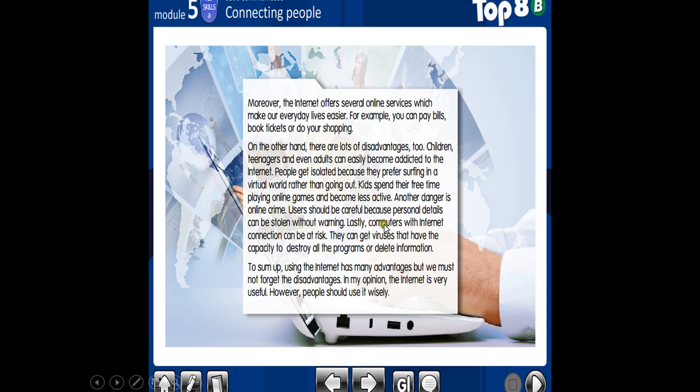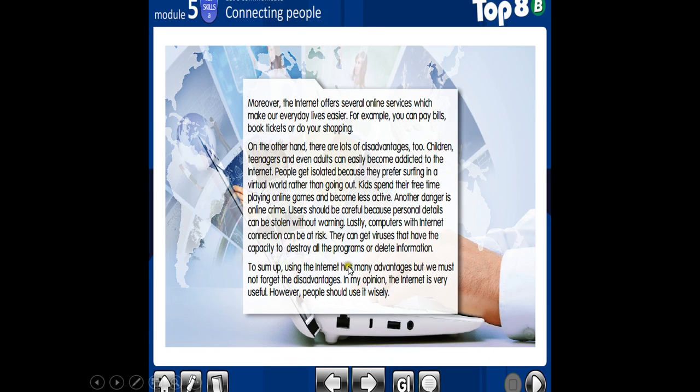Lastly, computers with internet connection can be at risk. They can get viruses that have the capacity to destroy all the programs or delete information. Here we have finished the main part, advantages and disadvantages.